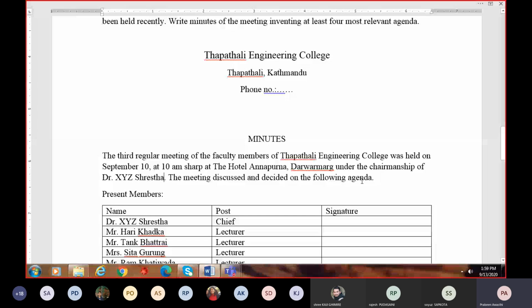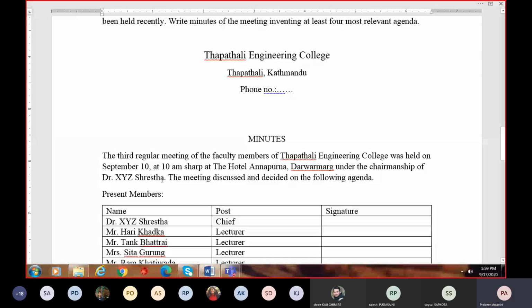The third regular meeting of the faculty members of Thapathali Engineering College was held on September 10 at 10 a.m. sharp at the Hotel Annapurna, Durbar Marg, under the chairmanship of Dr. XYZ Shrestha.